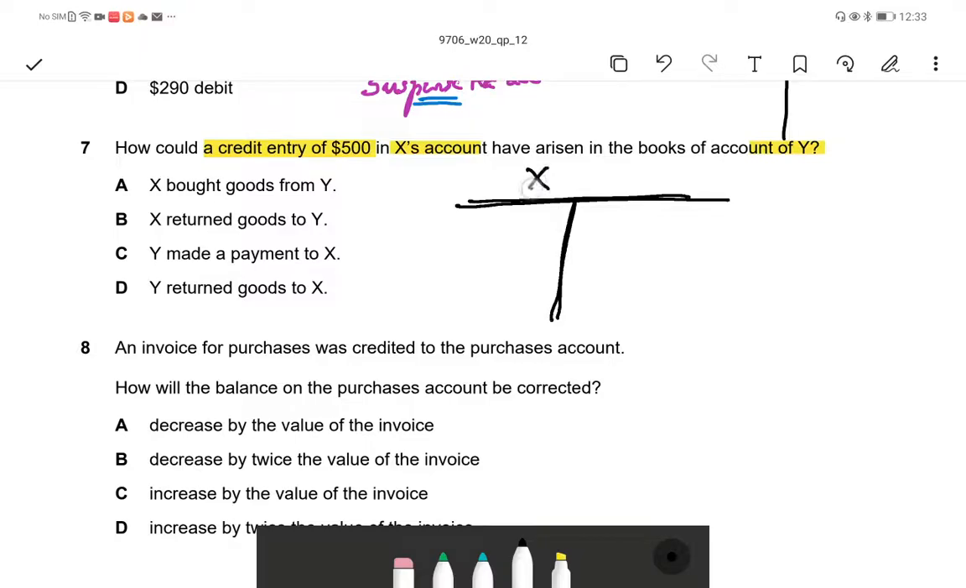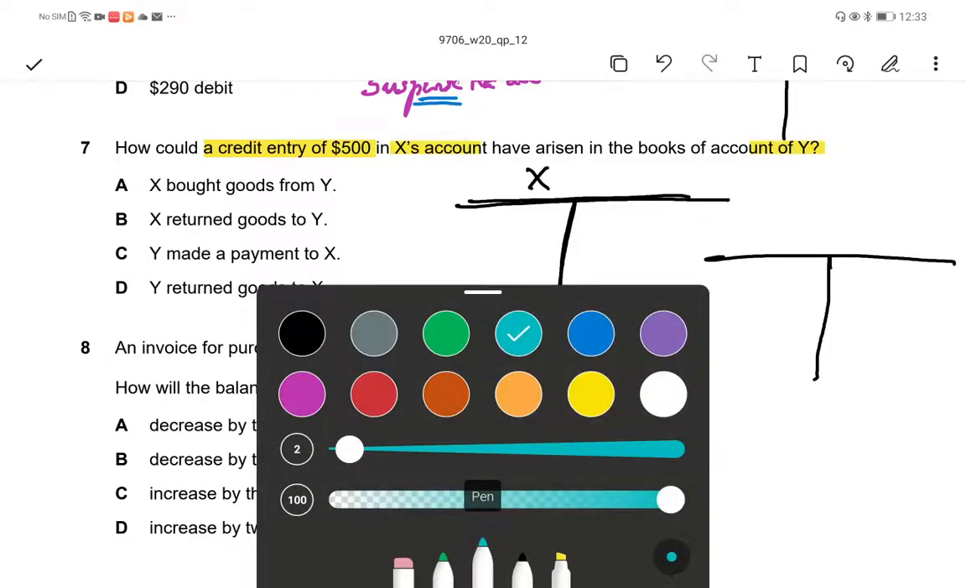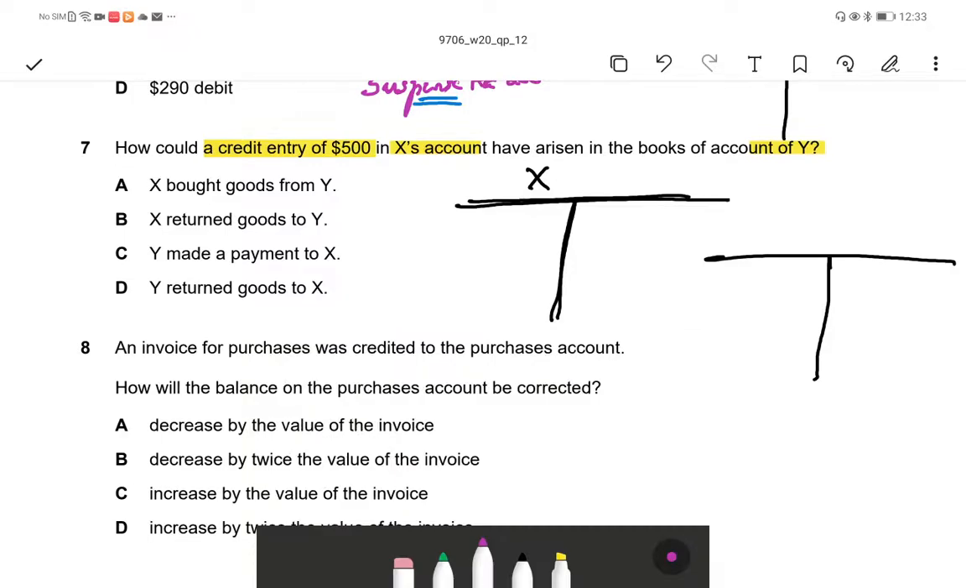X as a debtor and X as the customer. Customer means debtor. X as the supplier, non-paid supplier is called creditor.